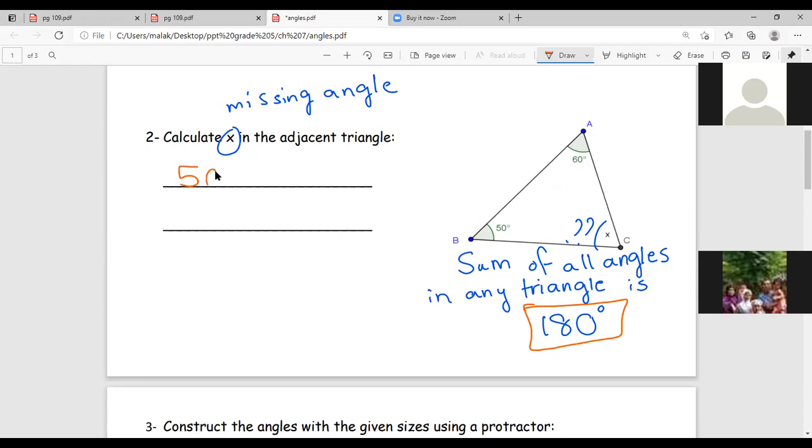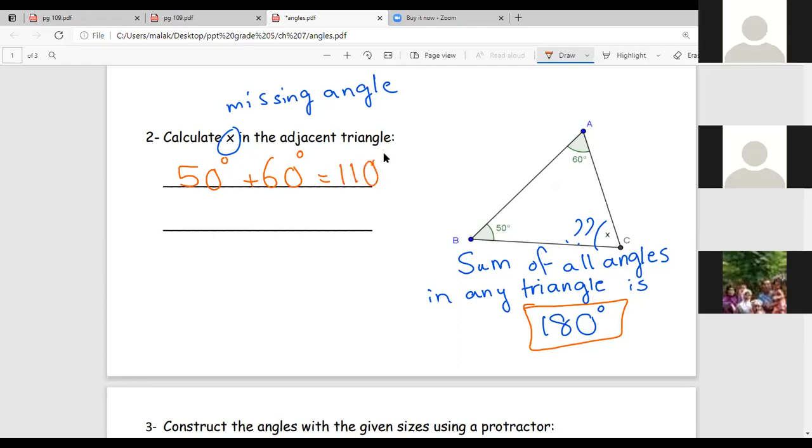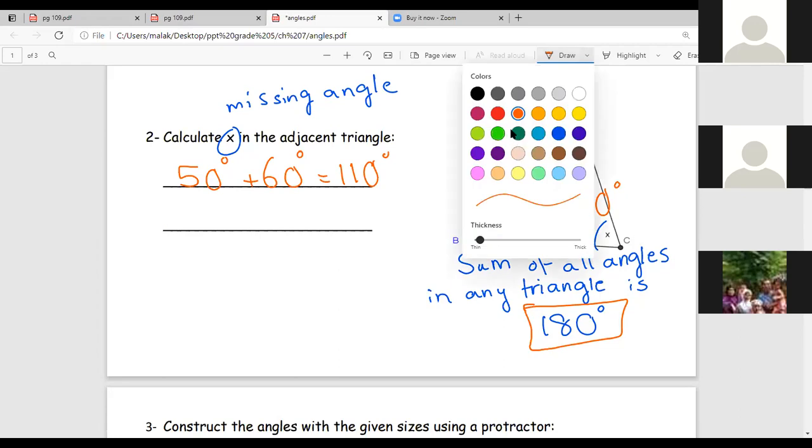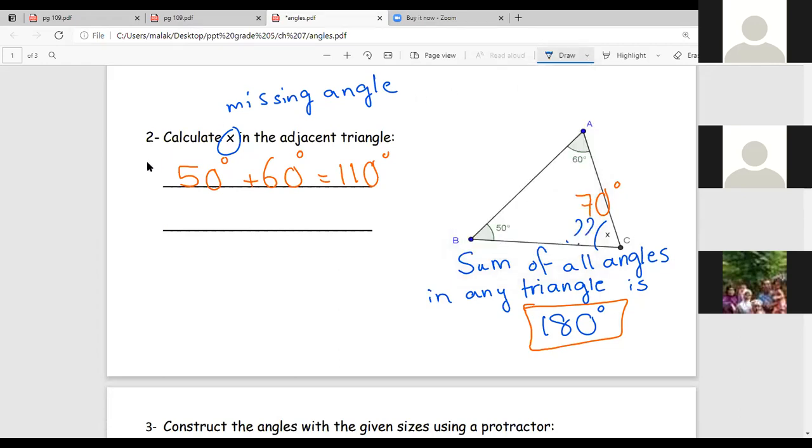So 50 plus 60, how much? 110. Now we want to reach 180, from 110 to 180. How many degrees do we need? 70. So the missing angle is 70 degrees. Since we are counting from 110 to 180, how do we write the equation? What am I doing here? Subtracting, 180 minus 110. Bravo Majid, proud of you.